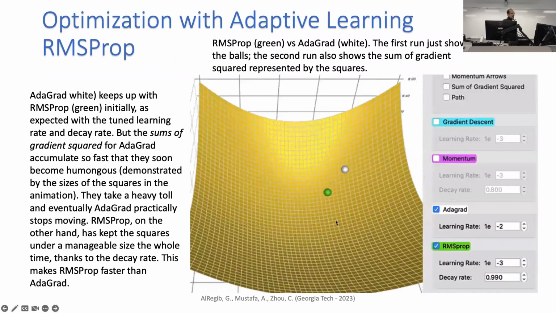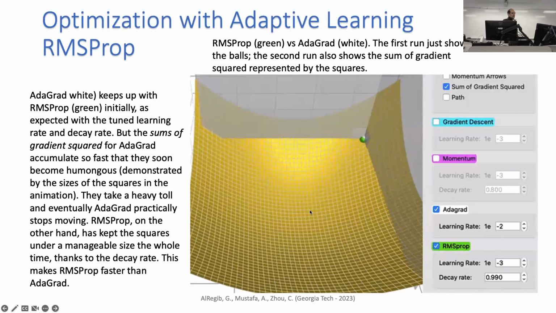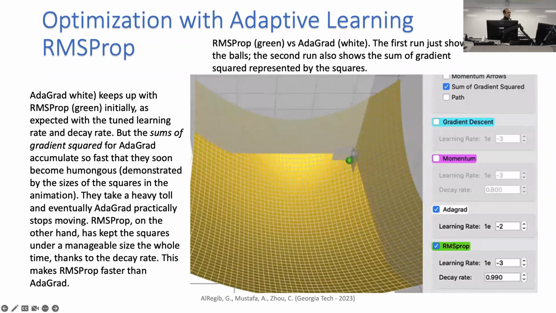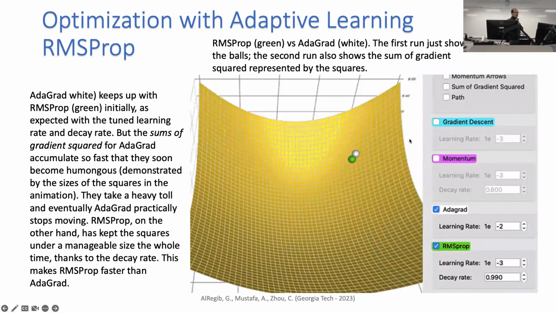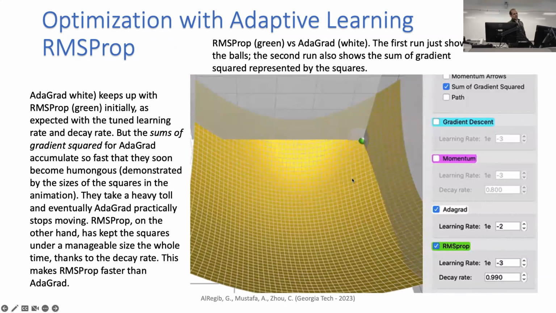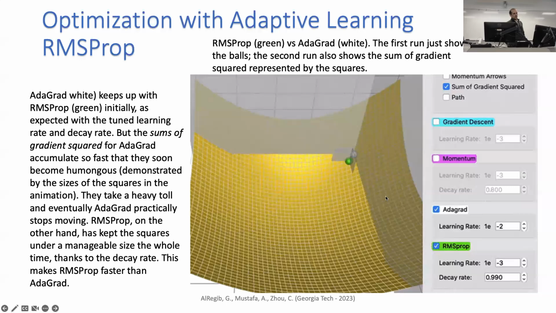Again, the green one is the RMSProp, and then here you have a local minimum. Now, what this is showing, if you look in the upper right corner, these gray squares are the sum of the gradient squares, right? If you look at the first iteration here, we have the green one, and we have the gradient descent one in here.